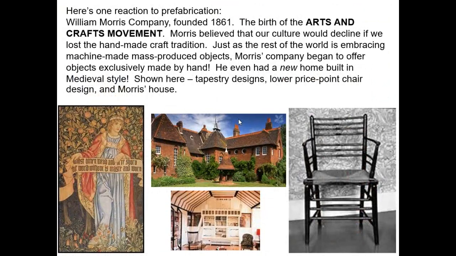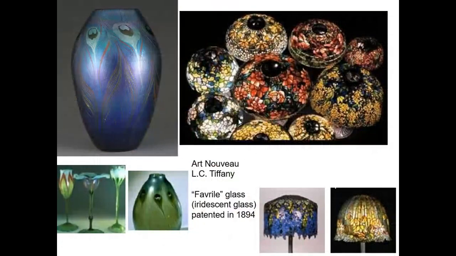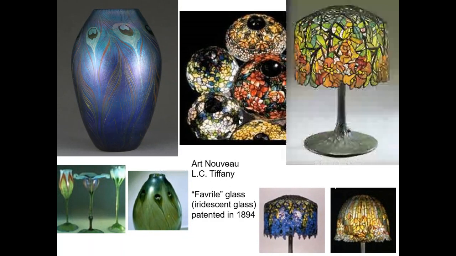Then we looked at specific designers. I want you to recognize the designer's name and the technique or the style they're best known for. William Morris is the designer best known for the arts and crafts movement. They espoused the idea of handmade objects as opposed to machine-made objects during the Industrial Revolution. We looked at the Art Nouveau movement, the art of Louis Comfort Tiffany in glass. The Art Nouveau artists emphasized natural, organic forms, and Tiffany is best known for his favrile or iridescent glass. He actually patented his formula for favrile glass in 1894.